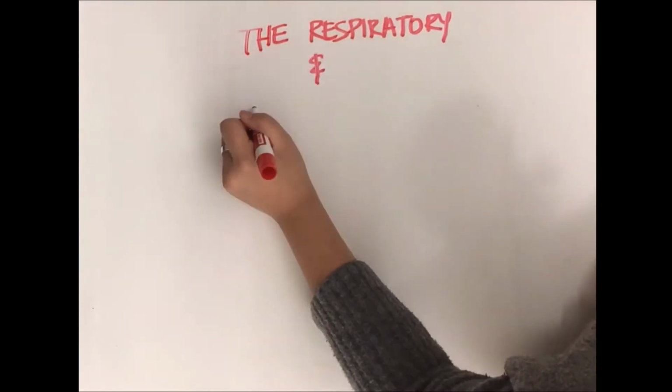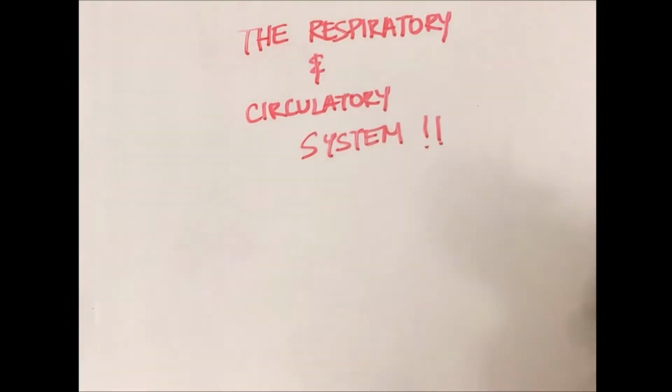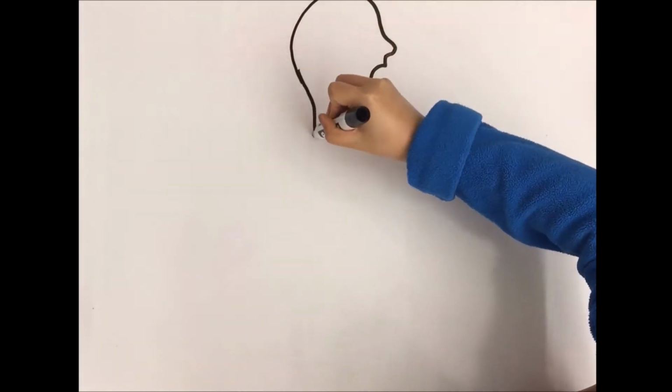The respiratory and circulatory system. First, we will look at the path of gases as it travels from the external environment to the lungs.